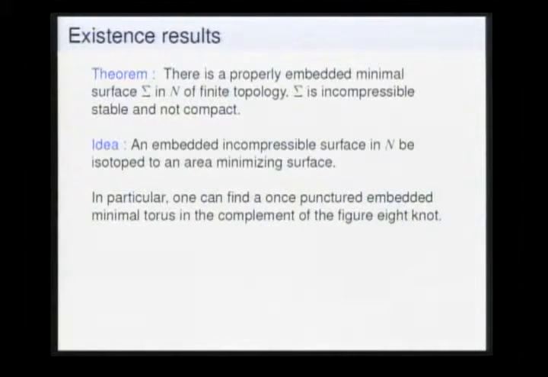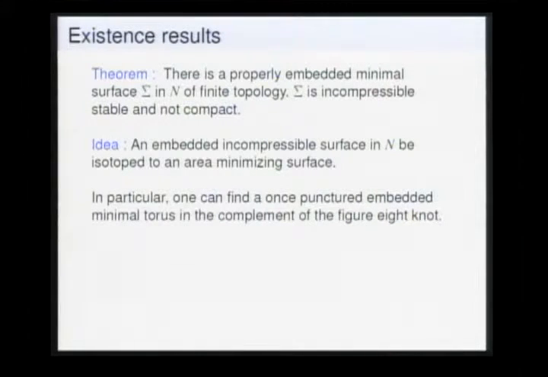Consider such a manifold N. You'd like to know when you can find embedded minimal surfaces of a given topology in N. There is a properly embedded minimal surface in N of finite topology. It's incompressible, stable, and not compact. So one has this existence theorem in these manifolds N for properly embedded, non-compact minimal surfaces.